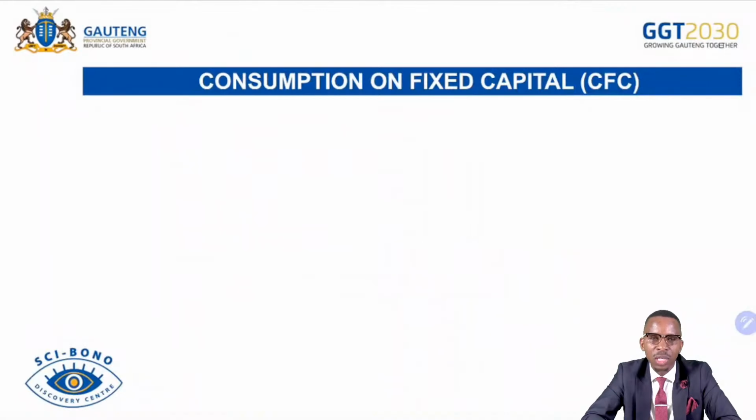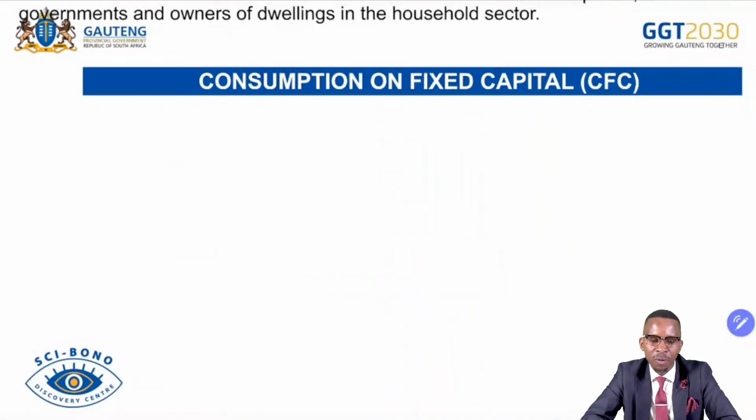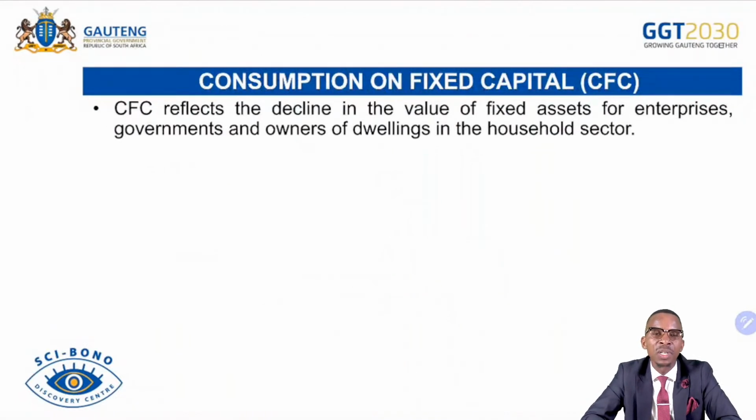Consumption of fixed capital. Remember, if we talk about the CFC, we refer to the depreciation, or the value lost by an asset during the course of production. Whenever we use machines, they lose their value during production, and as they get older, the consumption of fixed capital will be increasing. While they are new, it will be lower. So CFC reflects the decline in the value of a fixed asset for enterprises, government, and owners of dwellings in the household sector.